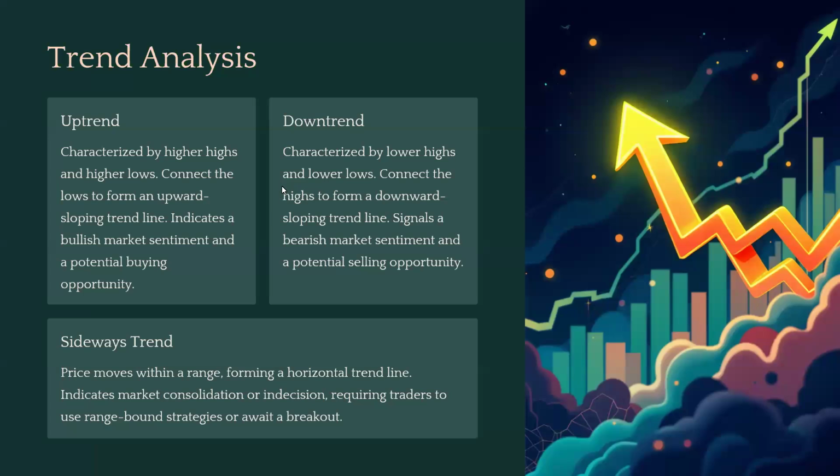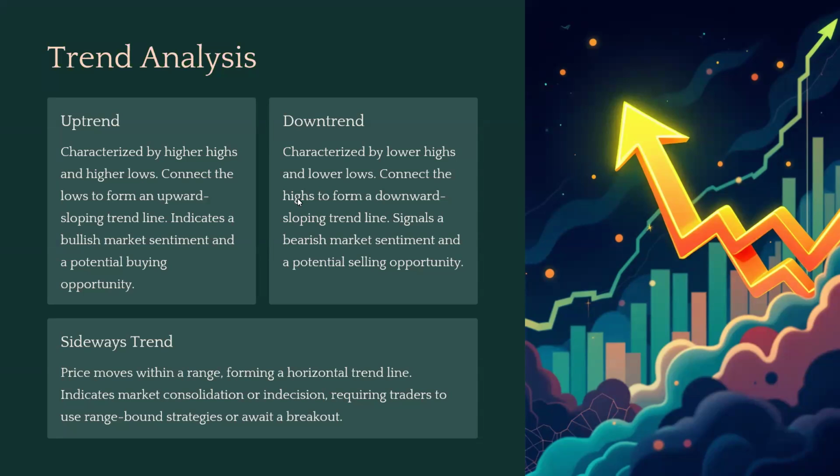So next, let us take a look at trend analysis, whereby we use trend lines to gauge the patterns. By looking at upward trends, the characteristic is connecting all the lows to form an upward sloping trend line. This indicates bullish market sentiment and a potential buying opportunity. People can trade by looking at an uptrend, with the trend line moving upwards, to make a profit from it.